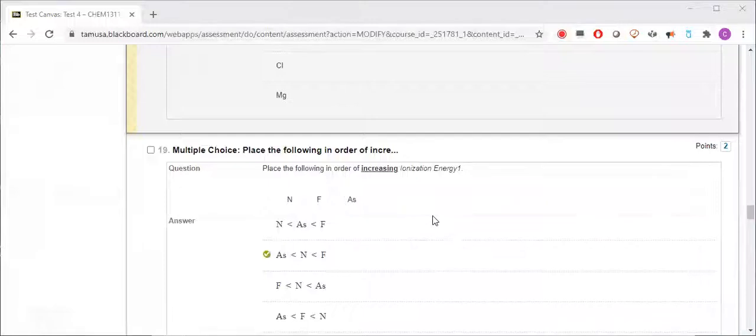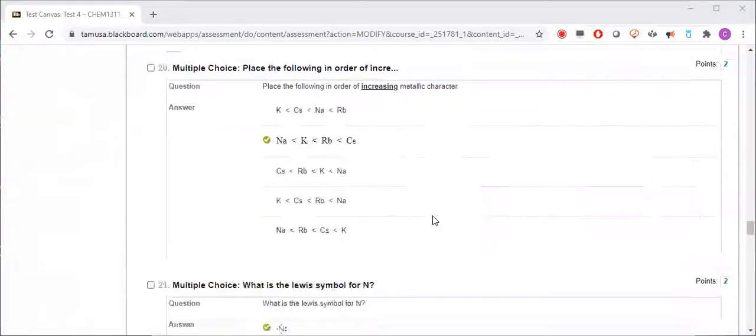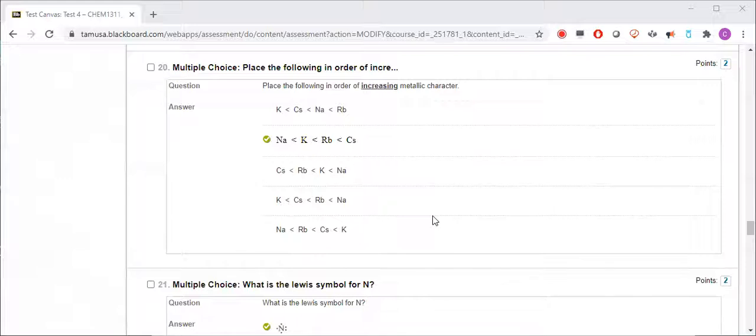Okay. Place the following in order of increasing ionization energy. Ionization energy is biggest in the top right of the periodic table. So fluorine is your biggest. And so this is just asking you to order from bottom left to top right. And that would be As and then F. Metallic character. Francium, bottom left, is the most metallic. So it's just asking you to go from top right to bottom left. So here we're just going down the same column. So sodium, potassium, rubidium, cesium would be correct.